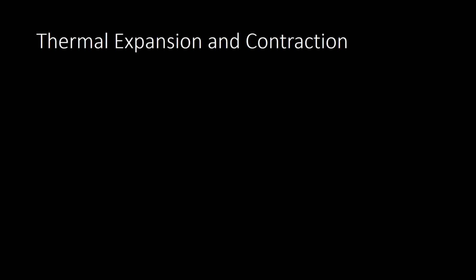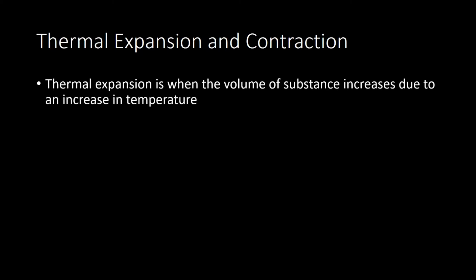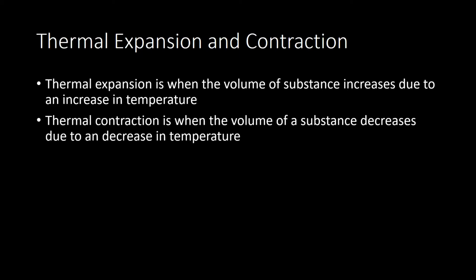Another thing we want to talk about with these methods of energy transfer is thermal expansion and contraction. So if something is expanding, that means it gets bigger. If something is contracting, that means it gets smaller. So with thermal expansion, the volume of the substance or the size of the substance increases because of the temperature increase. With thermal contraction, the volume of the substance decreases because of a temperature decrease.